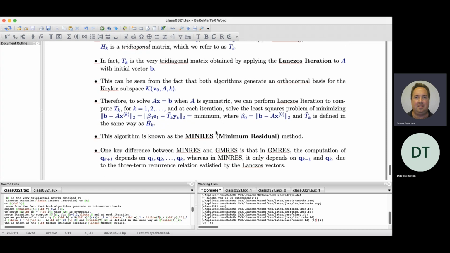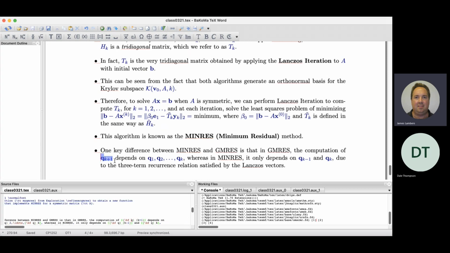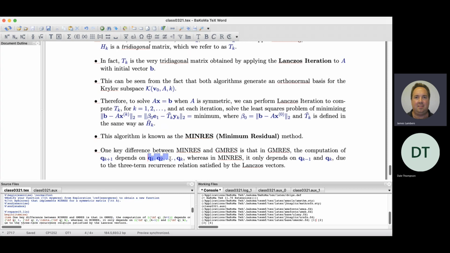Okay. Now, one key aspect of symmetry is, in the case of MinRes with A being symmetric, each new vector in your orthonormal basis, q_{k+1}, depends only on the previous two. Whereas in GMRes, it depends on all the previous ones. So that means that GMRes has a lot more work to do. The amount of work needed to compute each new Q vector is growing from one iteration to the next. Whereas in MinRes, that's not true.